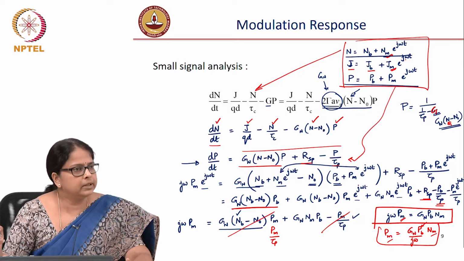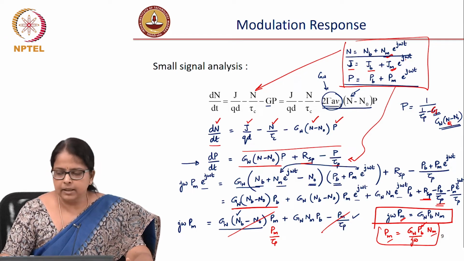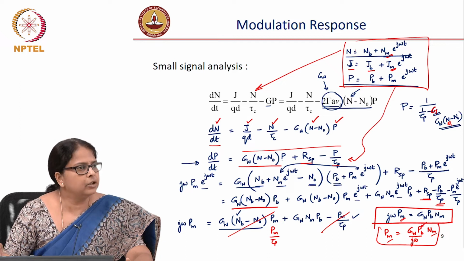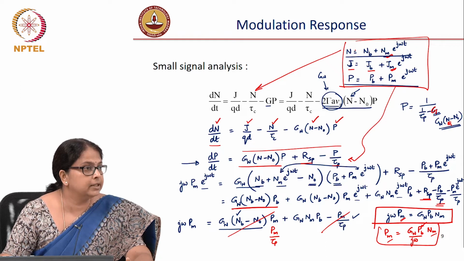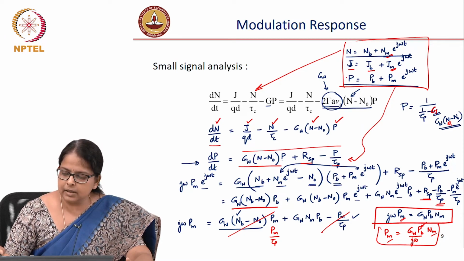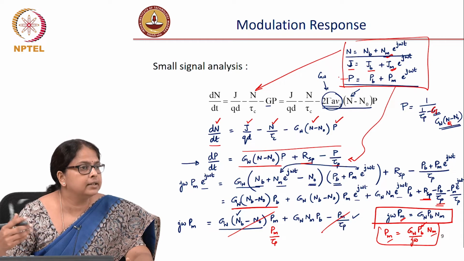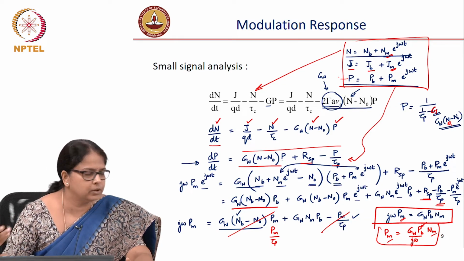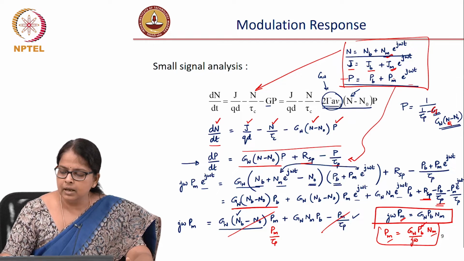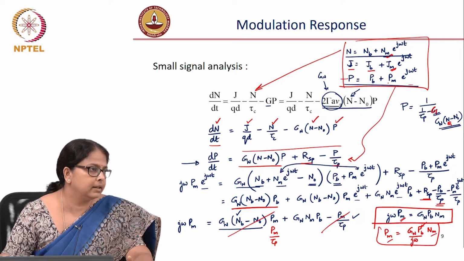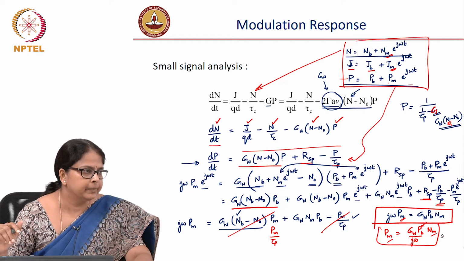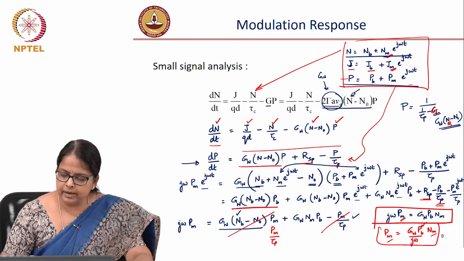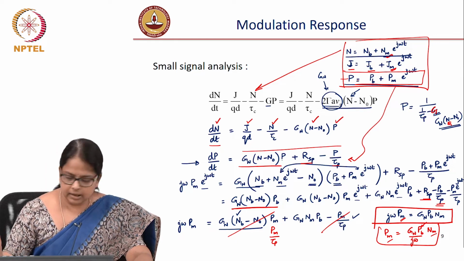So, you assume a frequency omega. The consequence of that is you will have the carrier density oscillating at the same frequency. If there is any delay, that will come up in the solution for the carrier density, and correspondingly as the carrier density oscillates, the photon density also oscillates. So, you assume that the photon density oscillates at this frequency. Note that if there is any delay in the system, that will come out in the complex response. Okay.